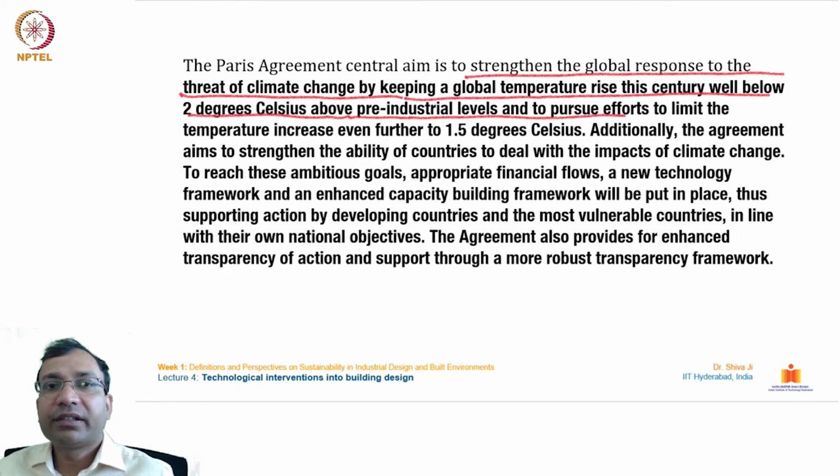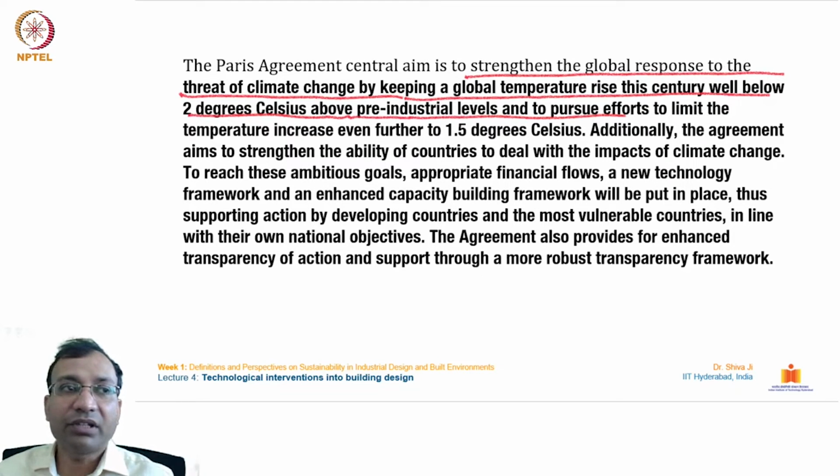The Paris Agreement's central aim is to strengthen the global response to the threat of climate change by keeping a global temperature rise this century well below 2 degrees centigrade above pre-industrial levels and to pursue efforts to limit the temperature increase even further to 1.5 degrees centigrade. Additionally, the agreement aims to strengthen the ability of countries to deal with the impacts of climate change.